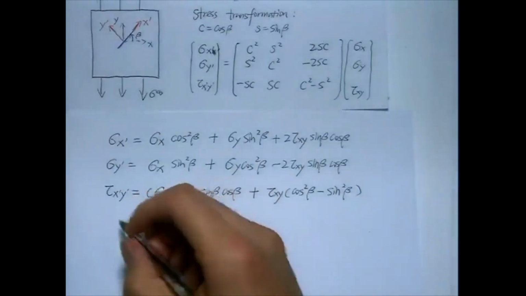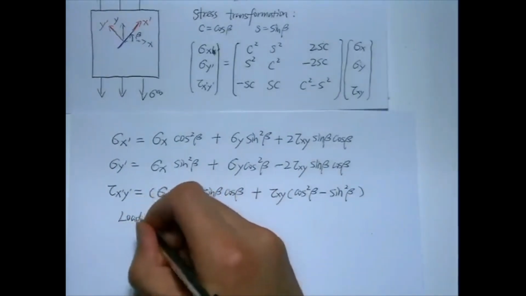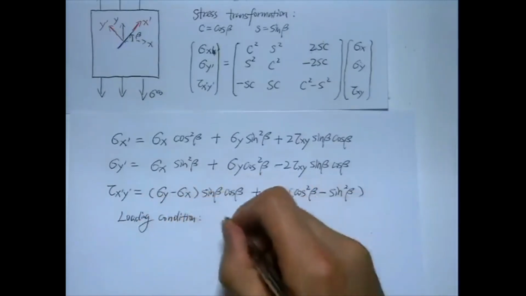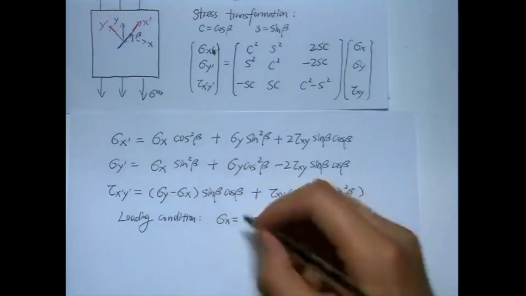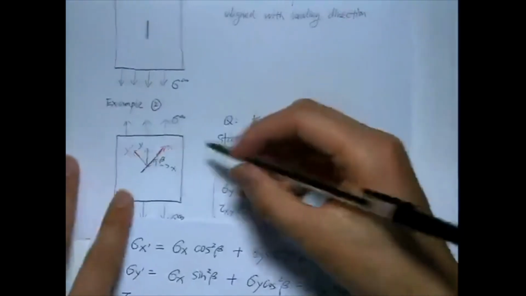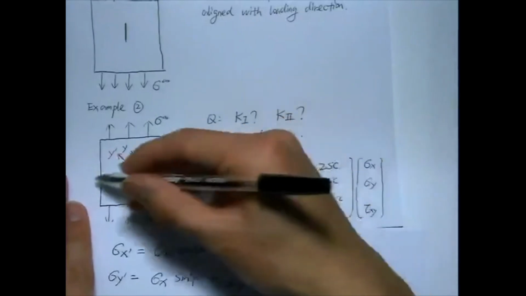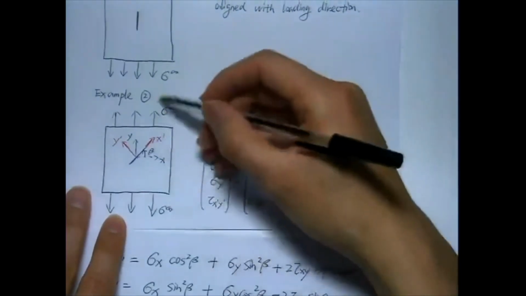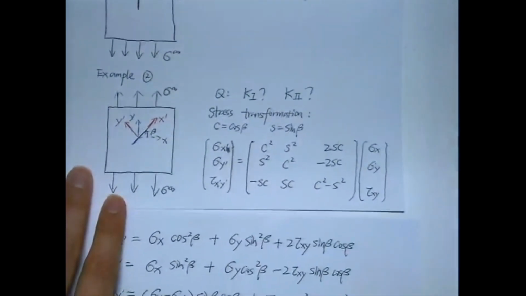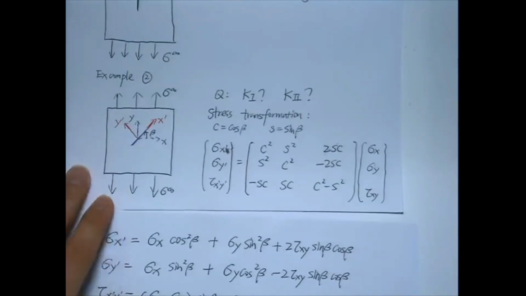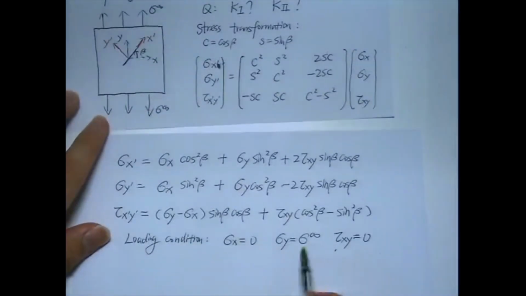And what happens is, our loading condition here is sigma x is 0 in the uniaxial loading case. Remember, x is in this direction, the horizontal direction, so it's equal to 0. Sigma y is equal to the remote stress in that direction, the vertical direction. And we didn't apply any shear stress, so this term is equal to 0.